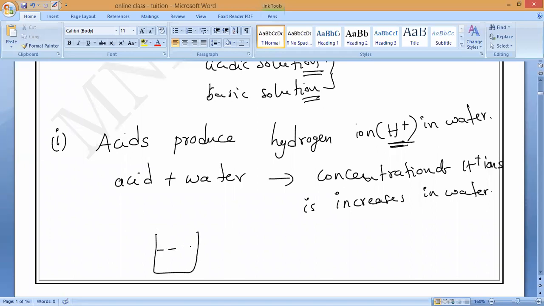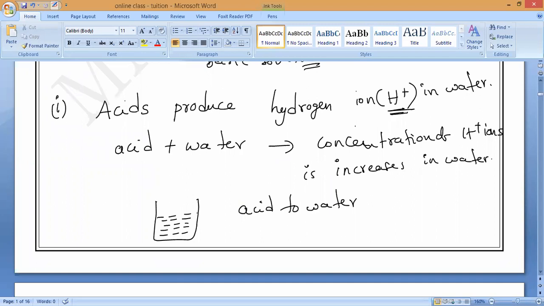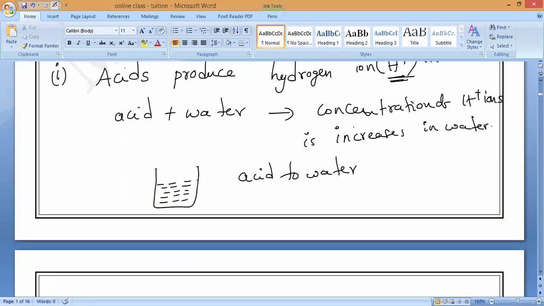As we know, do we have to add acid to the water or water to the acid? We always add acid to water. Acid to water. That is also one of the most common MCQ questions. Why can't we add water to acid? Because initially the acid concentration is more, so it may cause an exothermic reaction. That is why we always need to add acid to water. Do you remember, all of you?